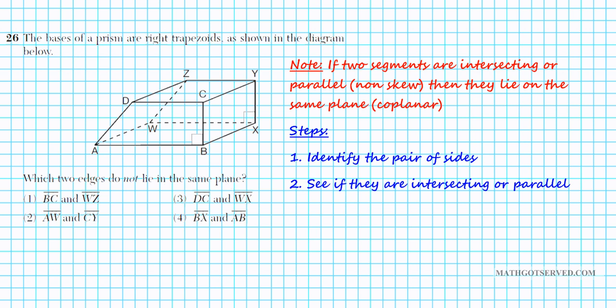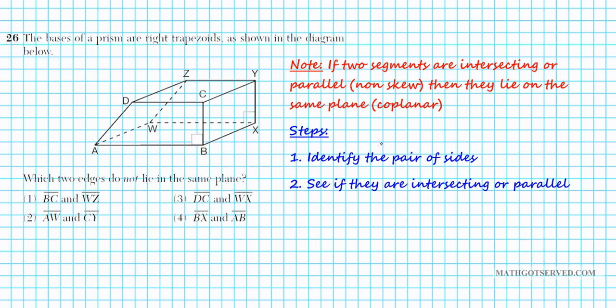Now, one thing you want to note about problems like this involving finding sides that are coplanar is that if two segments are intersecting or parallel, then they lie on the same plane. Okay? If two lines or segments are intersecting or parallel, then they are not skew. Skew lines are non-parallel lines that never intersect. Another word for lines on the same plane is coplanar. Co means together, planar means on a plane. So if two segments are coplanar, then they lie on the same plane.